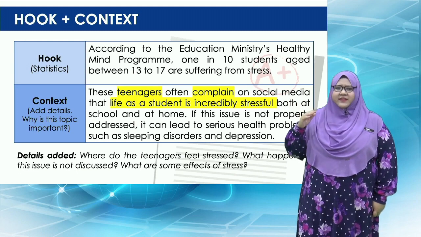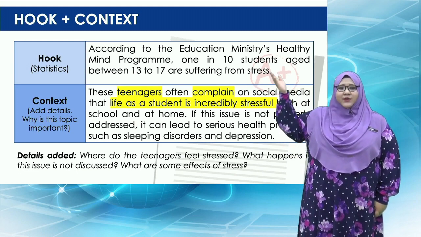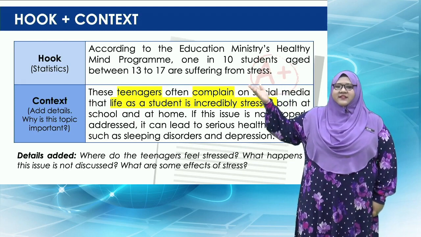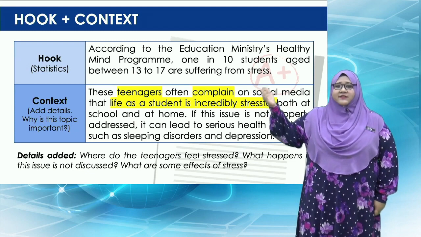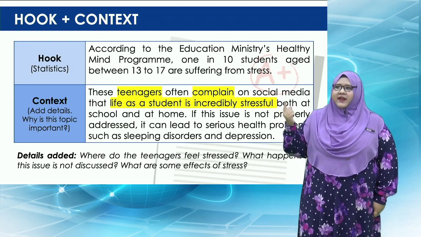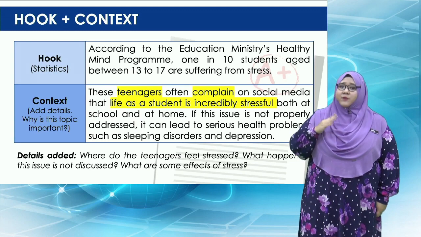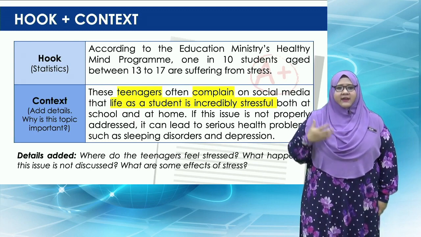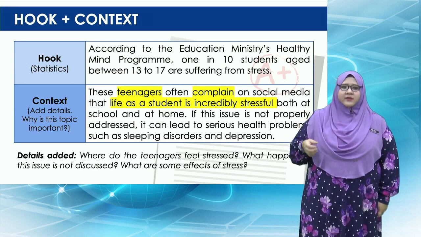Let's try putting together our hook and the context. Okay, the hook that we take here is from the statistics. 1 in 10 students aged 13 to 17 are suffering from stress. Okay, so that's your hook. We ease slowly, we introduce some context, we add details. We tell our readers why it's important for us to look at this issue together.